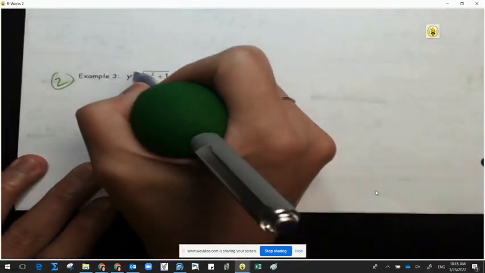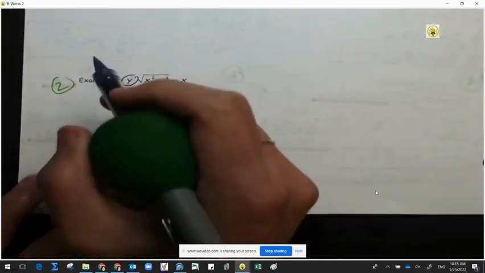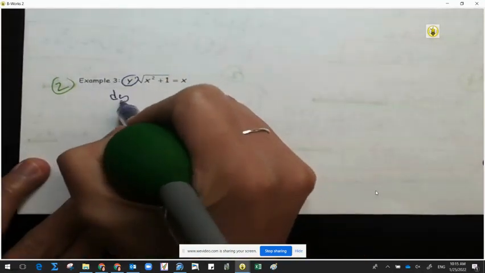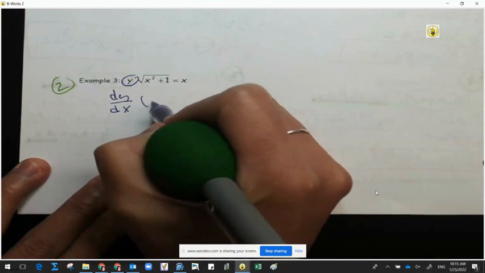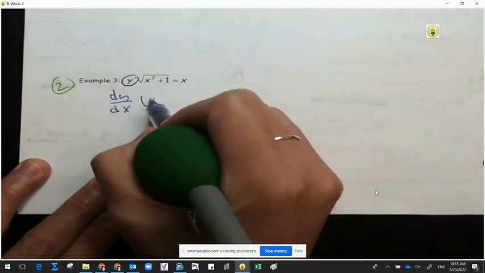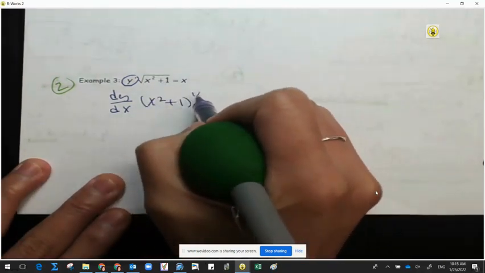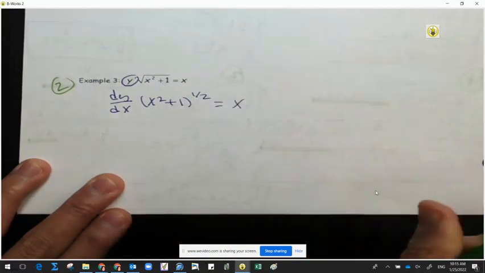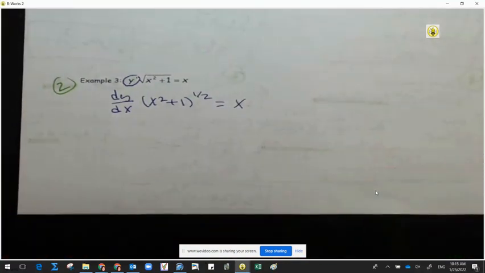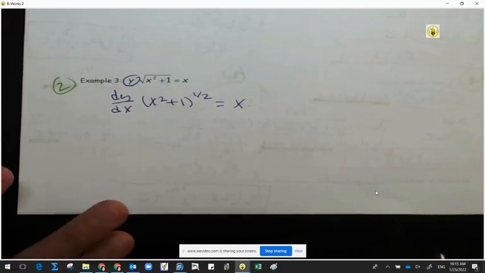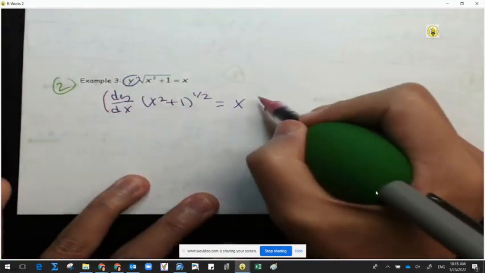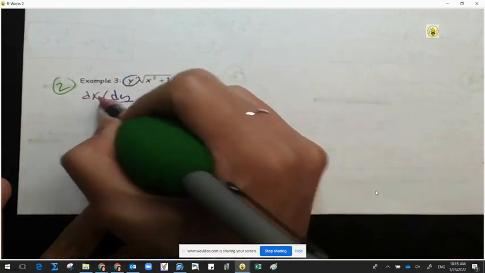So let's start by rewriting y prime as what? dy over dx. And let's rewrite the radical as a power form: x squared plus 1 to the 1/2 power is equal to x. So again, the first thing we are going to do is to get rid of the fraction. What are we doing on both sides? Multiply the whole thing by dx.